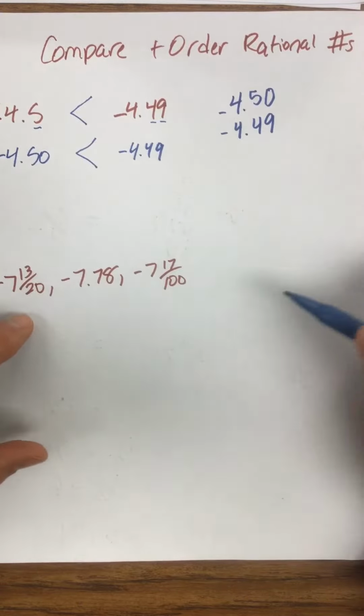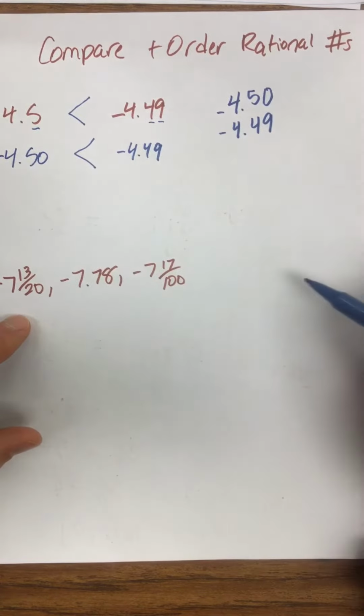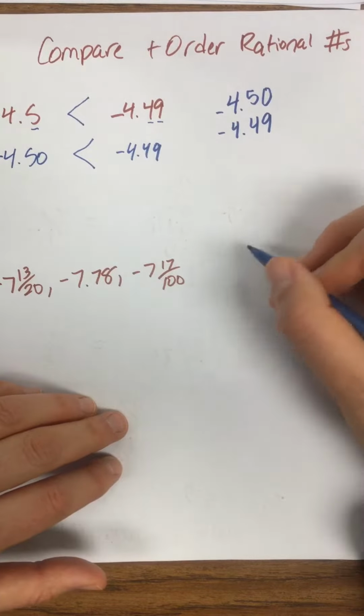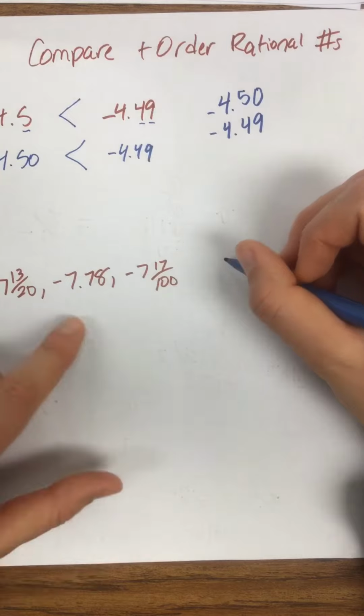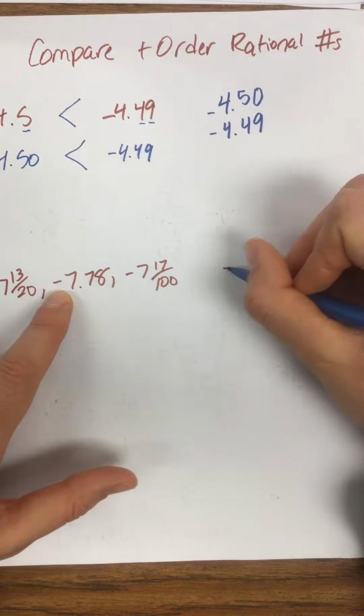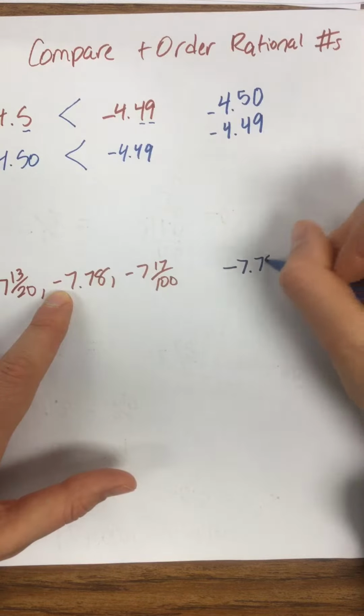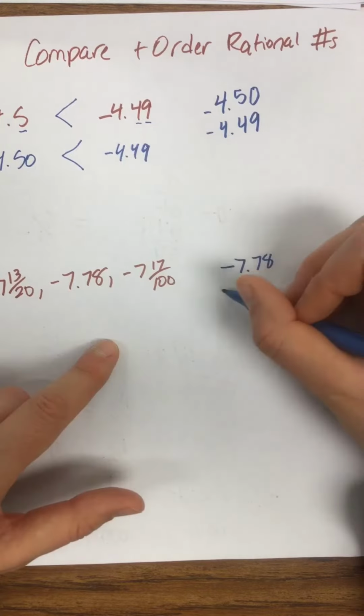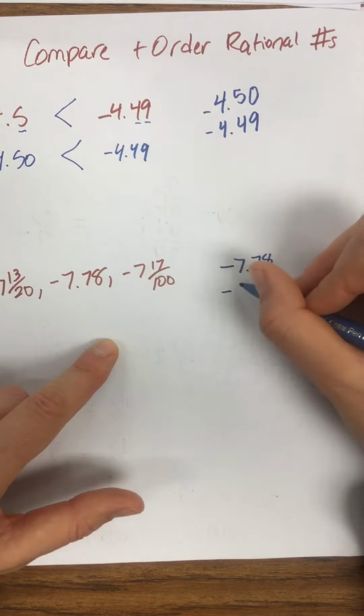Same thing if I have to order them. I'm going to look, they're all 3 negative. What I would recommend is changing them all to fractions or decimals. It's always easier for me to change them all to decimals because I don't have to worry about the common denominator, but it's really up to you how you do it.